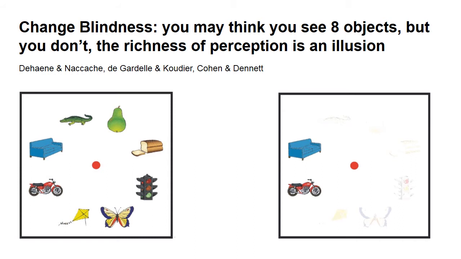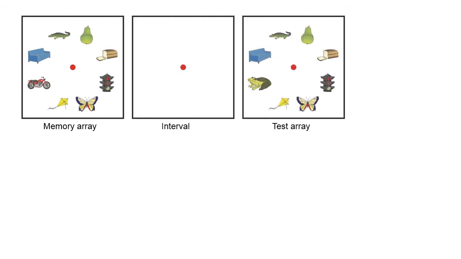Same with conscious vision, they argue. You think you see everything, but that is only because when you look, meaning when you attend, whatever you like to consciously perceive is available to you. But is the richness of your perception really an illusion? You can do the change detection experiment that I just described slightly differently.